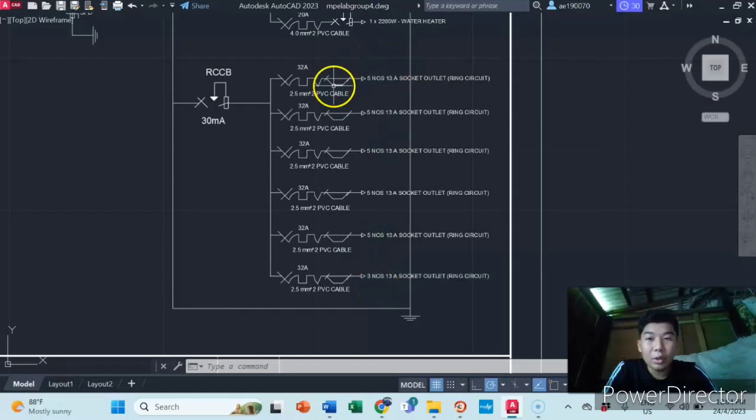So for this part, we are using a 32 m circuit breaker and 2.5 mm square PVC cable. While for the RCCB, we are using 30 milliamp.